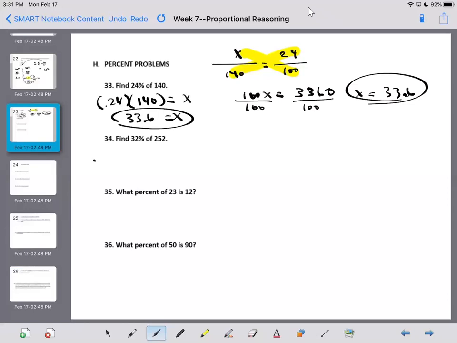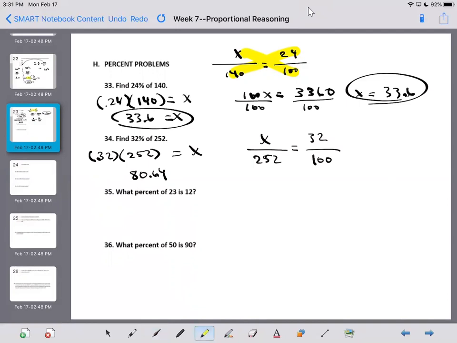Next one, 32% of 252. So 252 is our total, our whole. We're looking for the part, and we know the percentage. So 32 hundredths multiplied by 252 will give us our part, which was 80 64 hundredths. So if you were using a proportion, you would say your part divided by your total of 252 is the same as 32% divided by 100. You'll do your cross products.